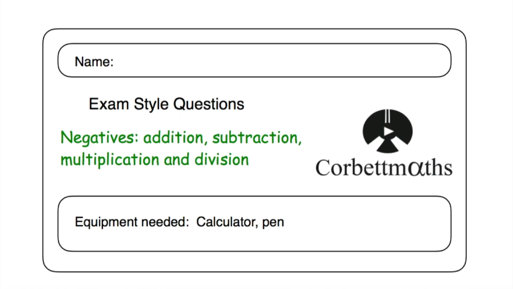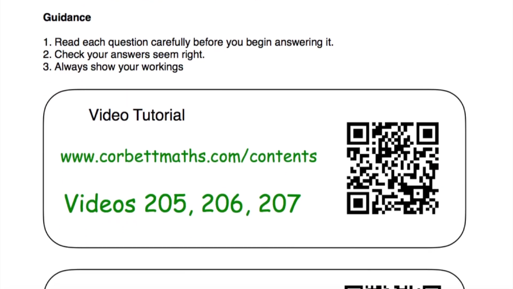And that's it. So these have been the video solutions to the Arithmetic with Negative Numbers practice questions. So that's the practice questions that involve addition, subtraction, multiplication, and division involving negative numbers. If you need any extra help on those topics, if you go to Corbettmaths.com/contents and scroll down to videos 205, 206, and 207, there's video tutorials there on adding, subtracting, multiplying and dividing with negative numbers.